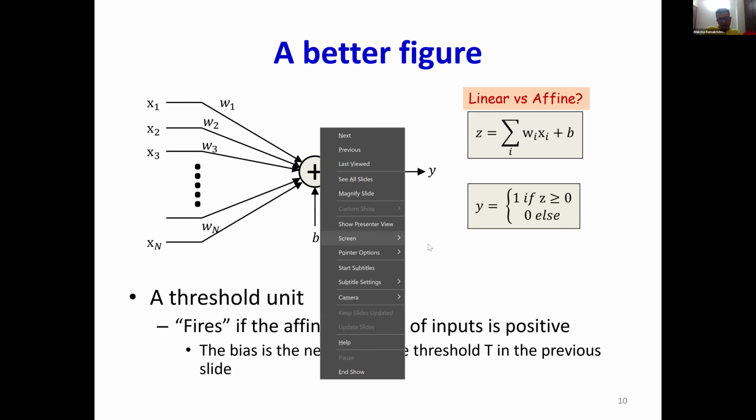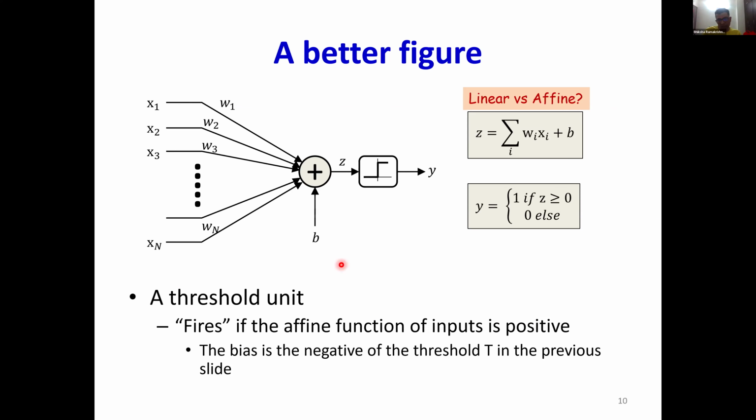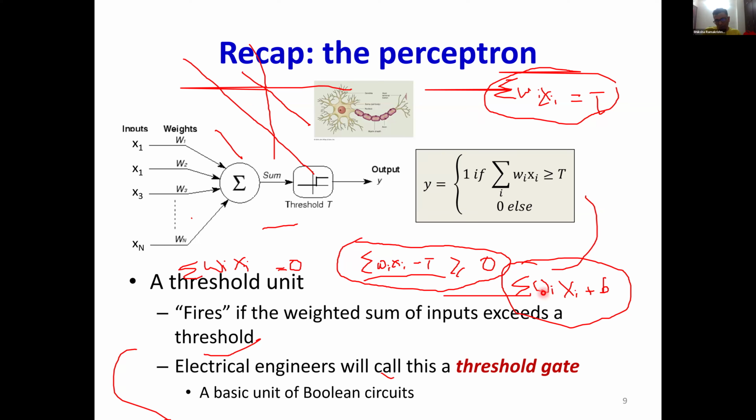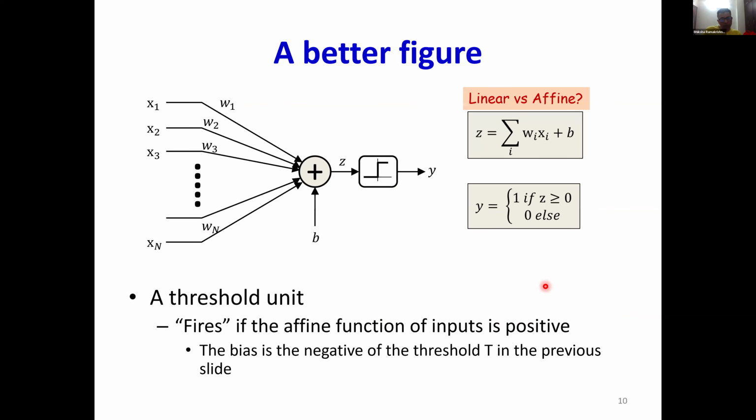So this perceptron can be rewritten in this manner. The perceptron first computes a weighted sum of the inputs plus a bias, and compares it to 0. So you can rewrite the perceptron as first computing an affine function of the inputs, some affine value z, which is summation wi xi plus b, and then putting this value z through a second function, a threshold function, which outputs a 1 when the input is positive and 0 otherwise. So these two are exactly the same unit, right?